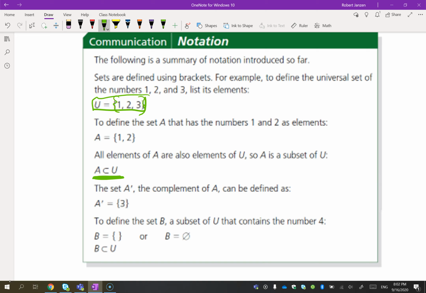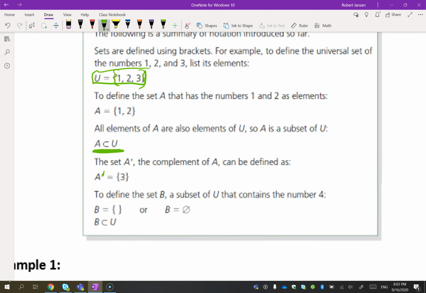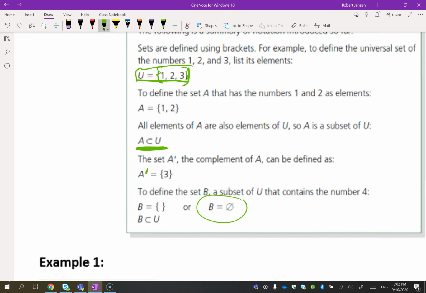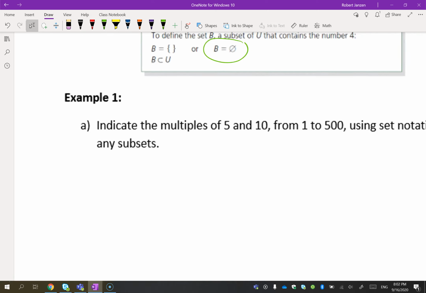The set A prime, in other words, the complement of A, would be written as A with a little prime symbol. And what's not in A? 3. 3 is the only element that's not in A. And then to define the set B, which is a subset of U that contains the number 4, well, we know that 4 is not in the set of U, so B is the empty set. All right, let's try a few questions.